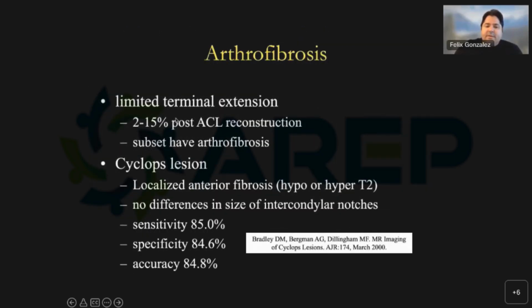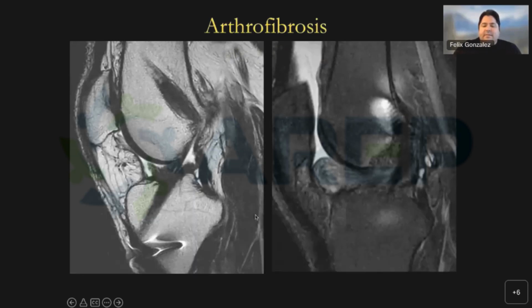Arthrofibrosis is usually seen clinically with limited terminal extension, and they tend to be localized anteriorly. And there's no difference in the size of intercondylar notches, so it's difficult to say that a larger lesion will lead to, or is associated with, more issues. Usually what I do is, if I see it there, I just describe it and let it be. The surgeon will take it from there.